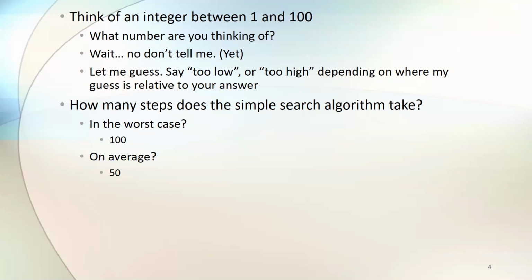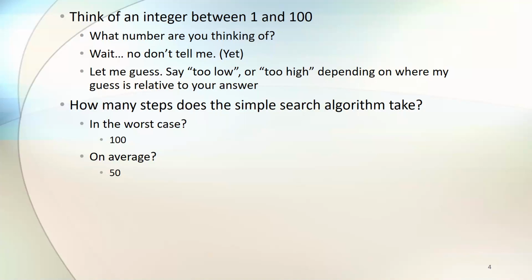All right, so let's try this again. Algorithm number 2. Think of a number. Here's the number 50. Too low, 75. 60. Too low, 65. Too low, 70. 71. 73. 72. Wow. Okay, good. So the answer is 70.